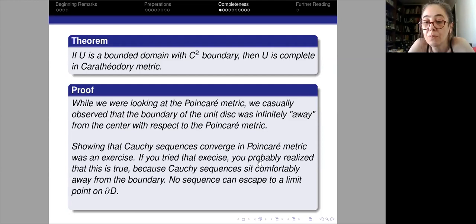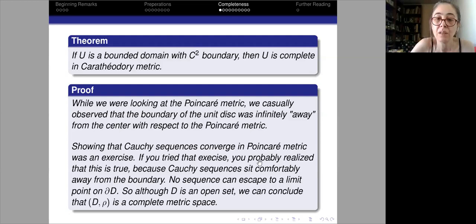So when your sequence sits away from the boundary, the proof is done as usual. And if your sequence goes to a limit point, then you show that it cannot be Cauchy. So although D is an open set, we could conclude that the unit disk D with the Poincaré metric is a complete metric space.